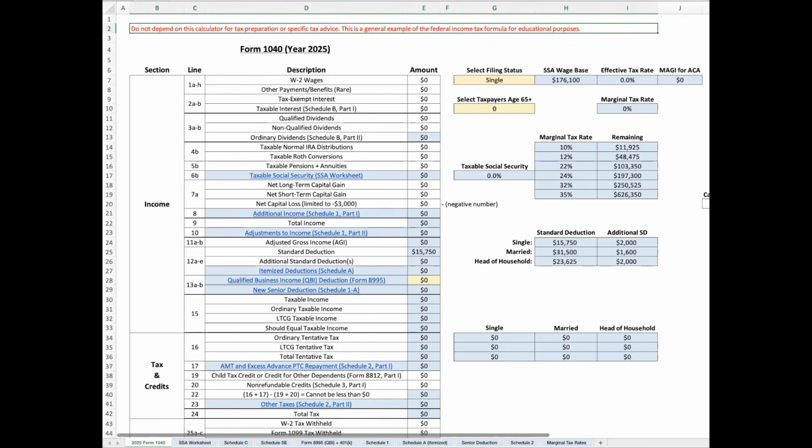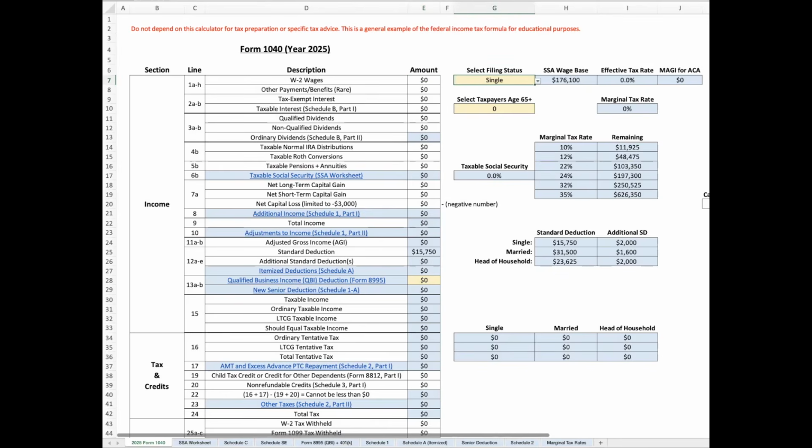Please note that this spreadsheet should not be used for tax preparation or specific tax advice. It's just a general example of the federal income tax formula for educational purposes only, and you might even find some mistakes I've made along the way. So the sheets you see at the bottom within this spreadsheet represent the income tax forms and schedules with results that flow to this Form 1040, which are the two first pages of the federal income tax return.